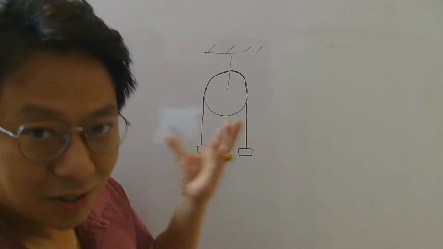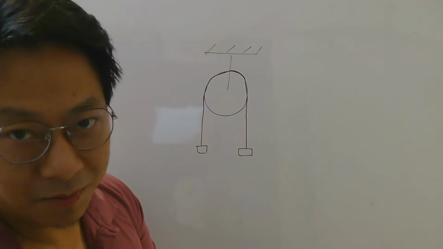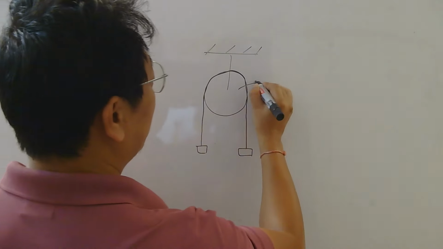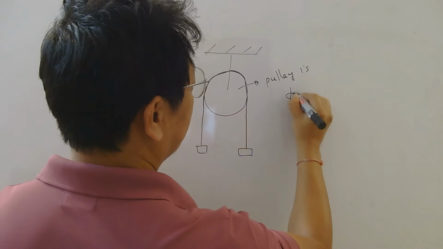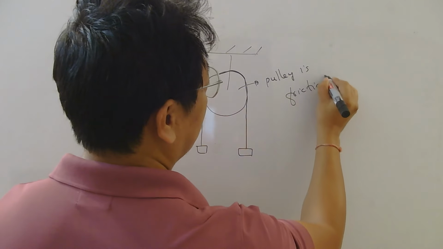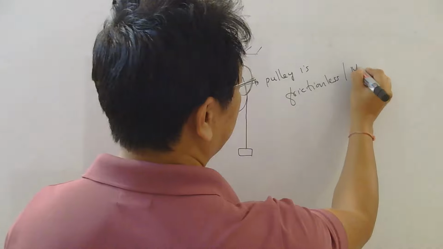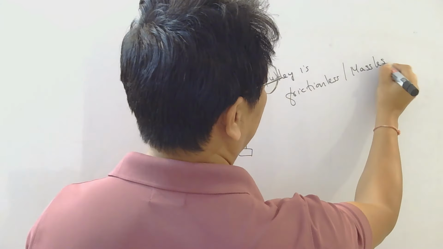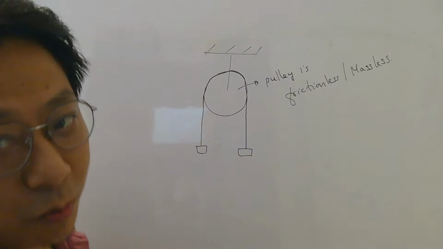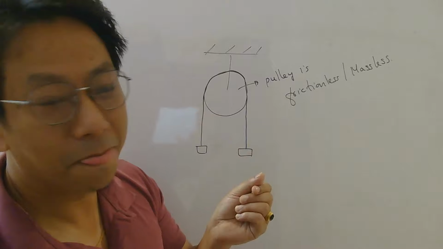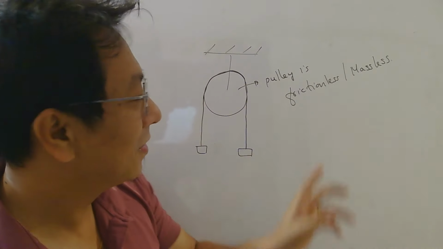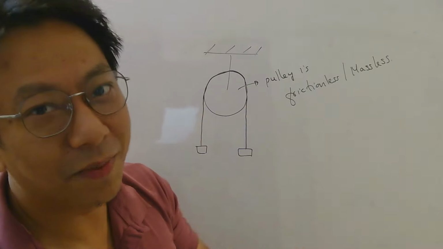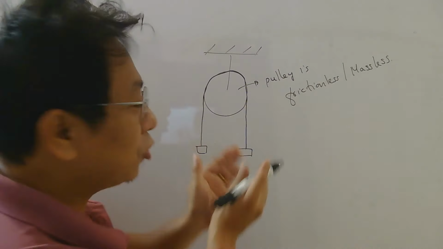Now, when you do this problem in your syllabus, you assume that this pulley is frictionless. Also, you assume it is massless. Today, I want to talk about why it should be frictionless. Massless, I will take in some other video. It is easier. Frictionless is the more challenging part. Okay. So, why should this pulley be frictionless?